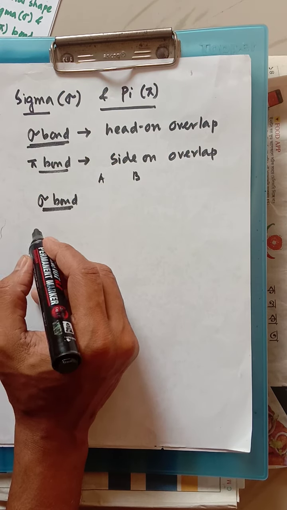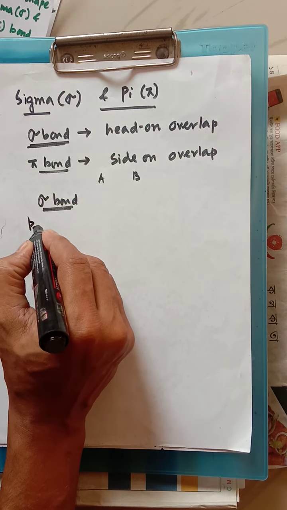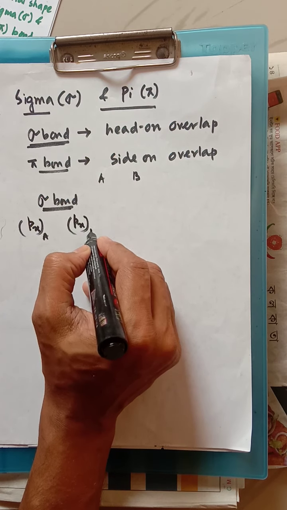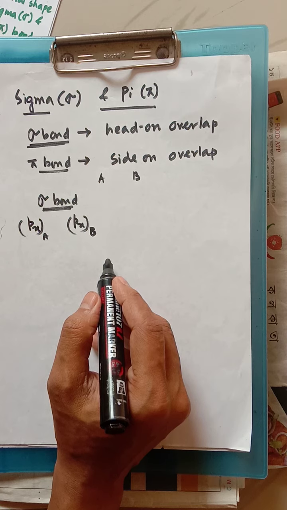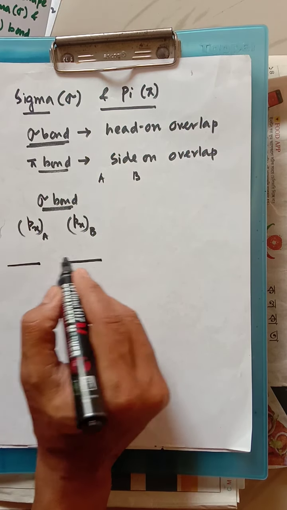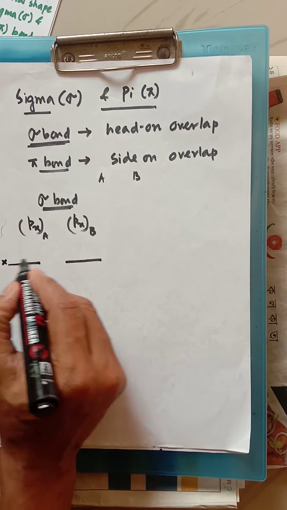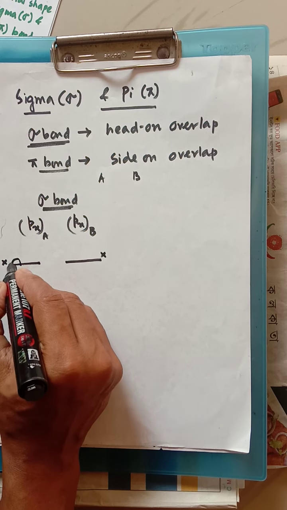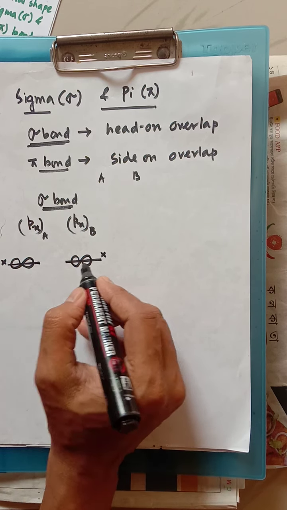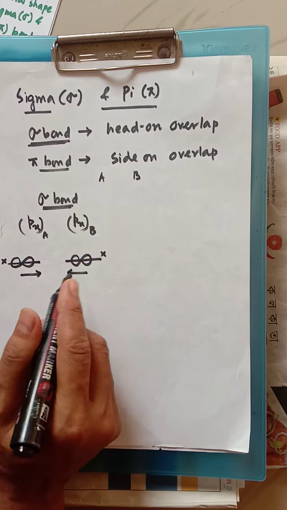Now let me consider, it will be very easy to consider. Let me consider px of A and px of B are going to overlap with each other. How? Let's see. Px means this is the x-axis and this is also the x-axis, so both axes are identical. Now this is the lobe of A, this is the lobe of B. If they approach each other, the collision will be head on.